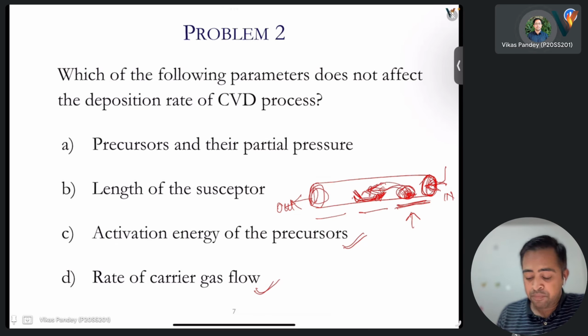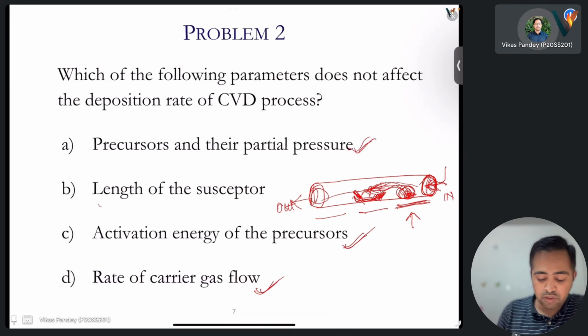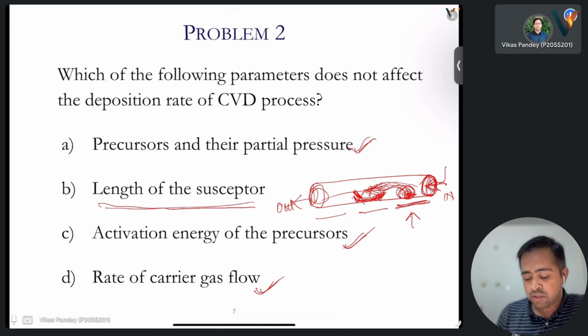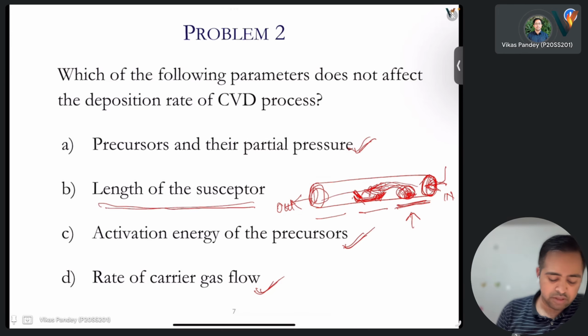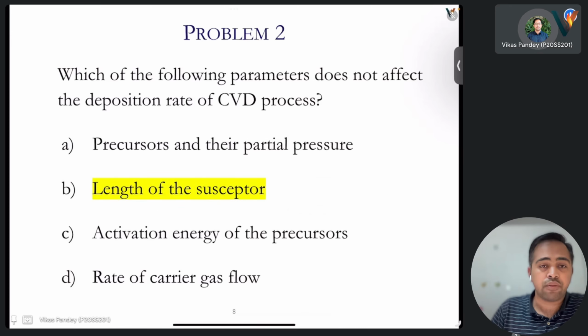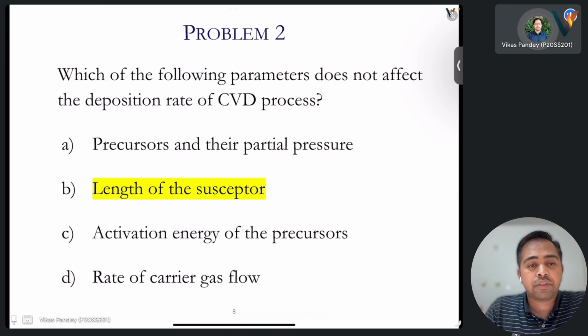And if it is very high, it might happen that it moves, but it moves so fast that it was not able to deposit. So this will have effect, this will have effect, this will have effect. But the length of the susceptor does not have effect because it is not the length, but it is the position where you are putting the sample and the precursor. It is not the length of the susceptor. Okay, so this is the thing that will not have effect on the deposition rate of the CVD process. So the correct answer for this will be the length of the susceptor.